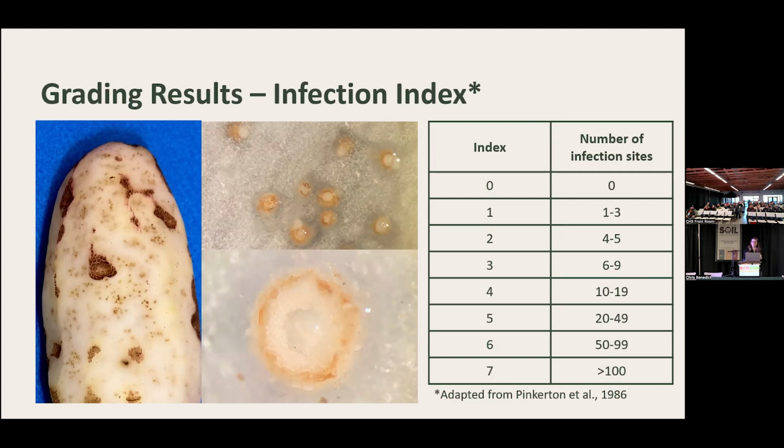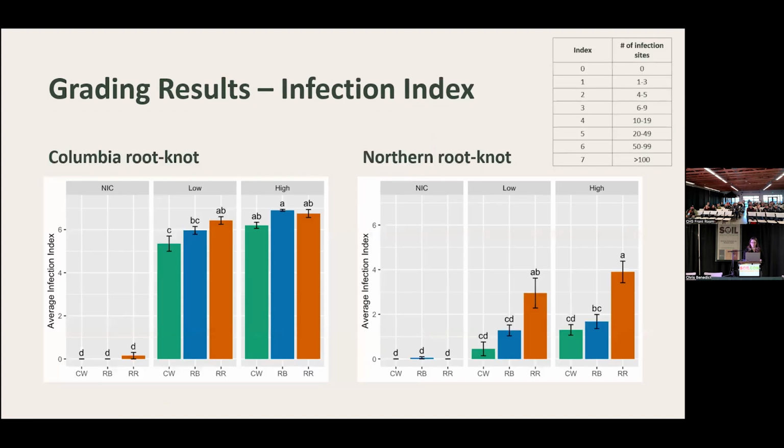In this index, we're counting these nematodes. So a 0 means we saw no nematodes, and a 7 means we saw more than 100. Here I have the graphs showing the average infection index that I saw. Again, the varieties are grouped by their inoculation density, and we can see that both nematodes had a significant impact on their infection index.